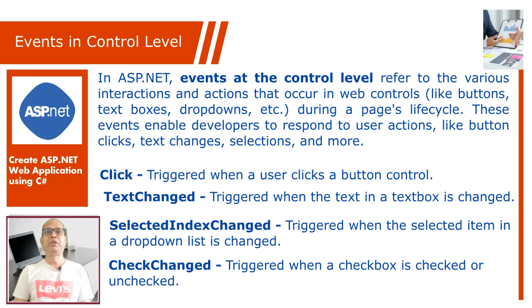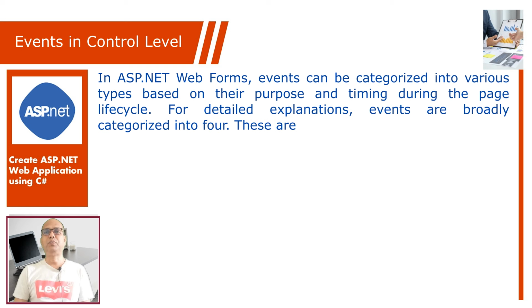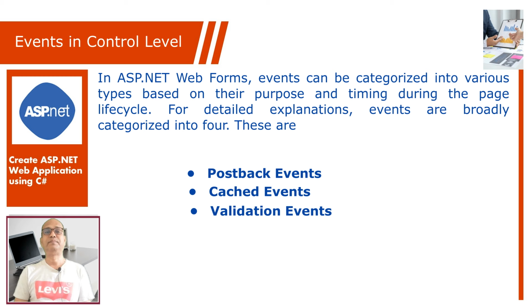In ASP.NET Web Forms, events can be categorized into various types based on their purpose and timing during the page lifecycle. For detailed explanation, the events are broadly categorized into four. These are post-back events, cached events, and validation events.